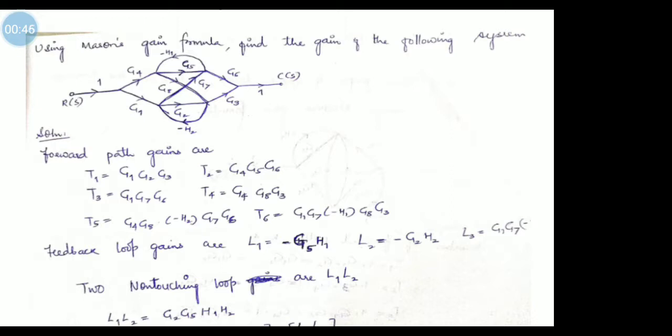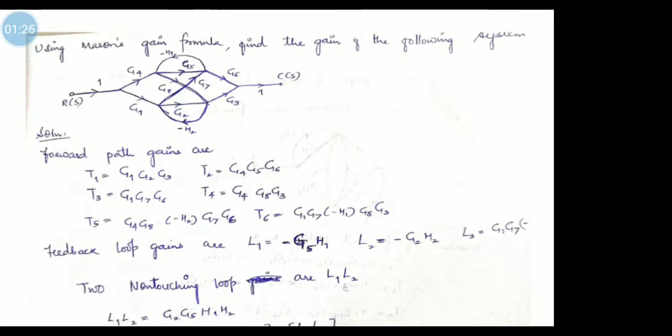This is the diagram given. What we have to do first is identify how many forward path gains there are from input to output. Then we'll identify all those forward paths. You can see that G1, G2, G3 is one forward path, which is denoted by T1. T1 is one forward path and the gains are G1, G2, G3.